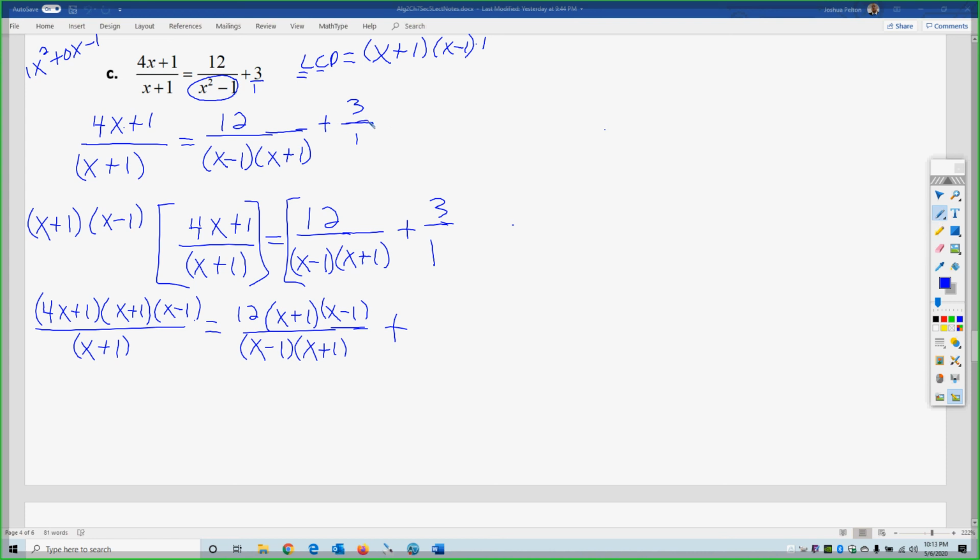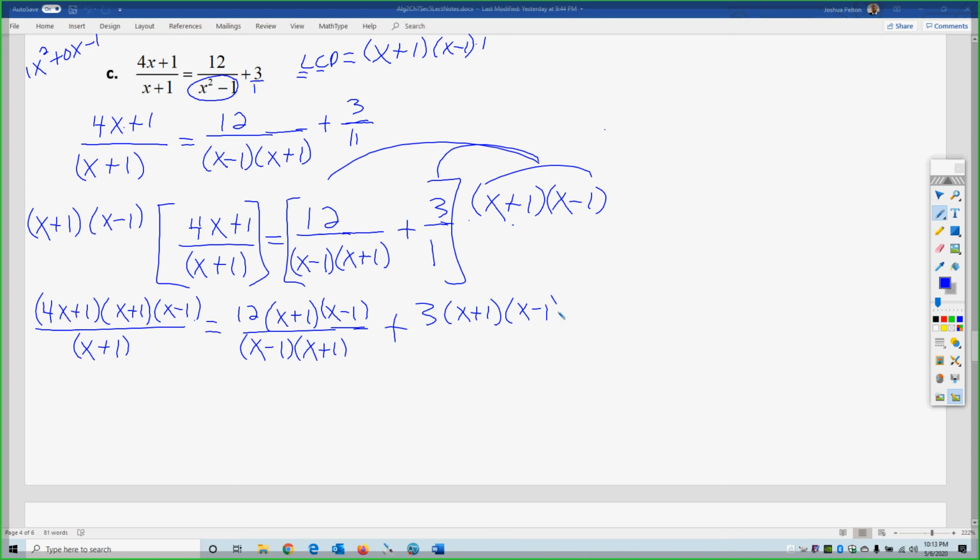Okay. Times x plus 1, x minus 1. Okay. So that goes to there, which we did, and that goes to there, which is 3 times x plus 1, x minus 1. Okay. So go to the left-hand side. The x plus 1's cancel. And we're left with 4x plus 1 times x minus 1. Here, everything cancels, just left with a 12. That's it.